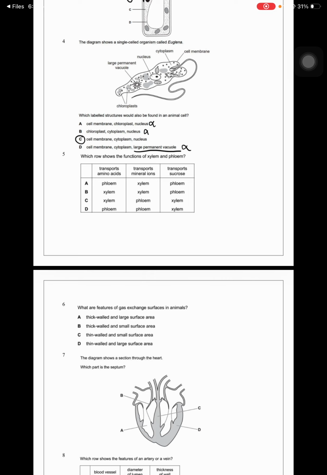Number 5. Which row shows the correct functions of xylem and phloem? We already discussed xylem and phloem. So amino acids are transported by the phloem together with sucrose, and the xylem transports mineral ions dissolved in water. So the answer over here is A.